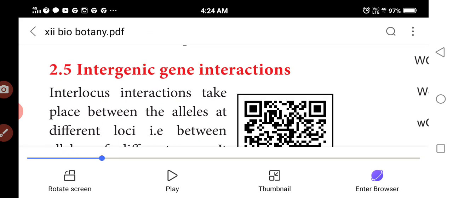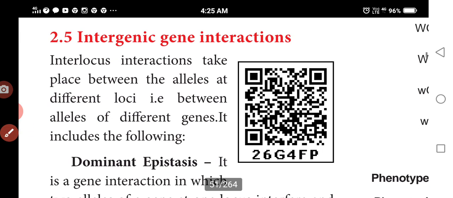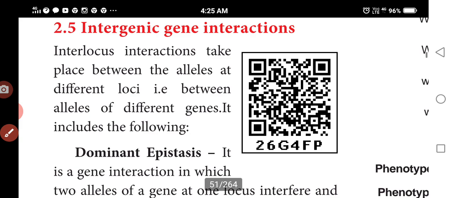Intra means within the same molecule. The interactions between alleles of the same molecule are called intra. Inter means different molecules. Interactions take place between the alleles at different loci on different chromosomes, that is, reactions take place between the genes.